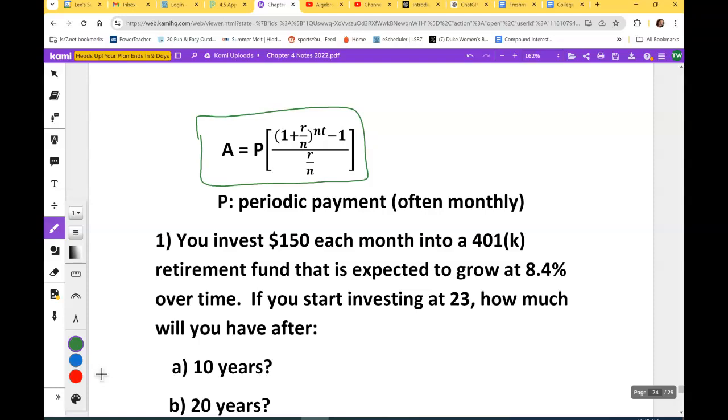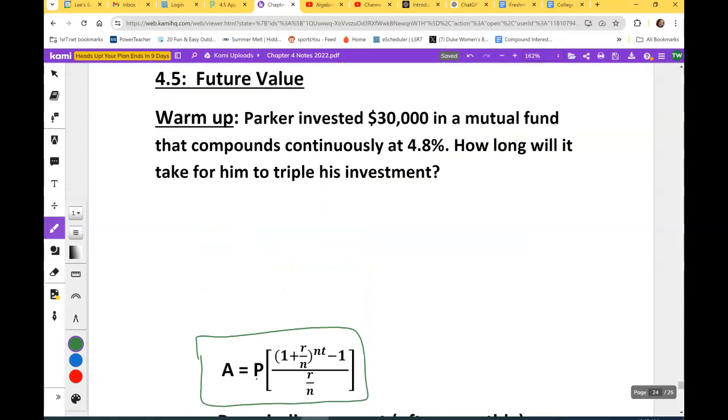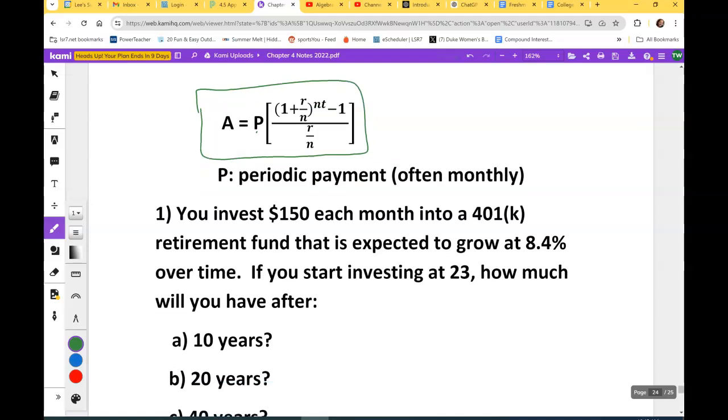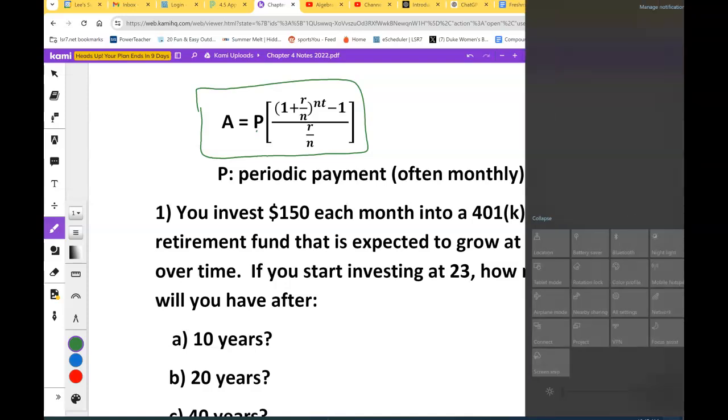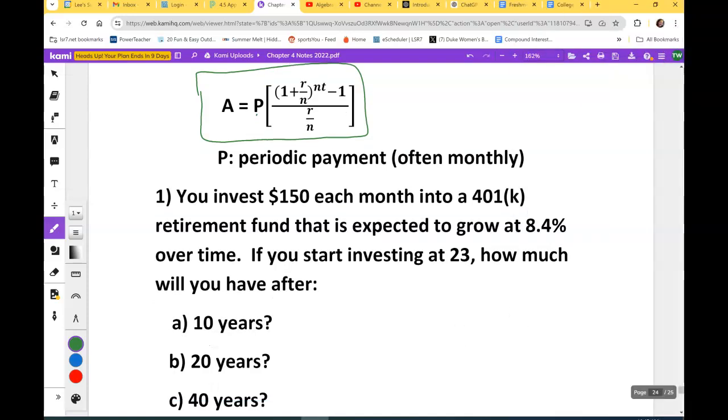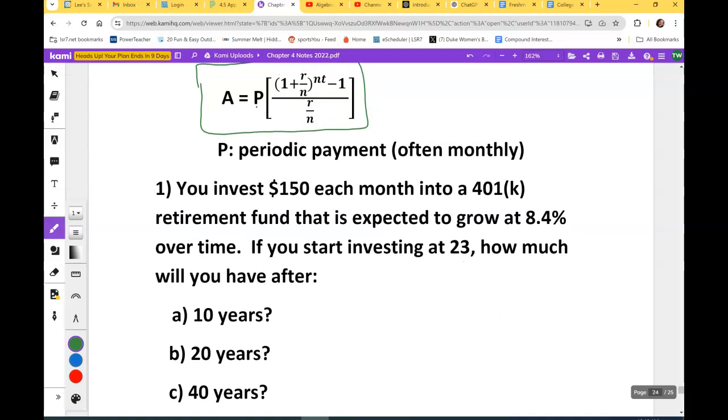And all the parts are just like the parts in the other formulas. Principal is what you start with, your rate, the number of times you're compounding, and time. And this is a periodic payment. And this is what's different. In all the others, we started with a given amount, and then that amount just sat there and grew interest. But in reality, when we're saving money, what we're going to do is have payments that we add in every so often, especially for retirement.